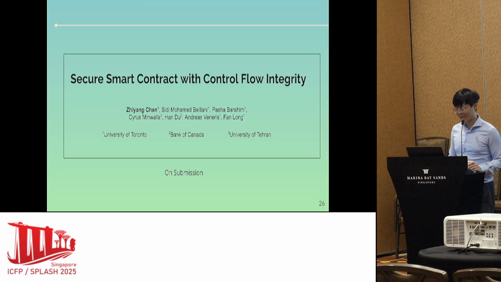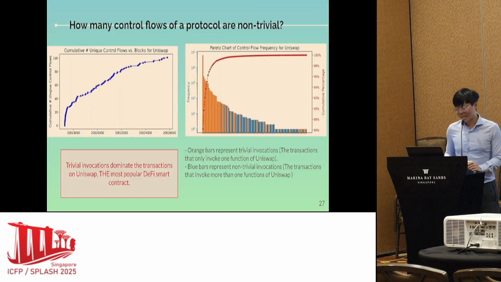What if we can instrument a smart contract only once at the deployment and have that instrumentation protect it from the beginning to the end of its execution? You may wonder whether it's possible. Yeah, let's see if it is. We begin by examining control flows. Here's a surprising empirical finding.